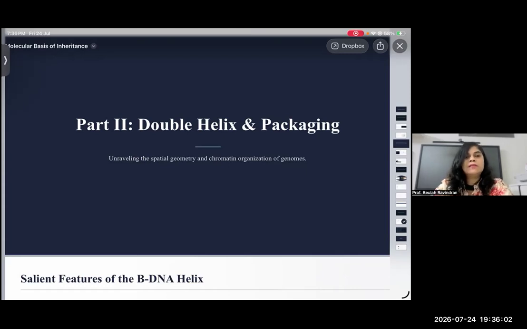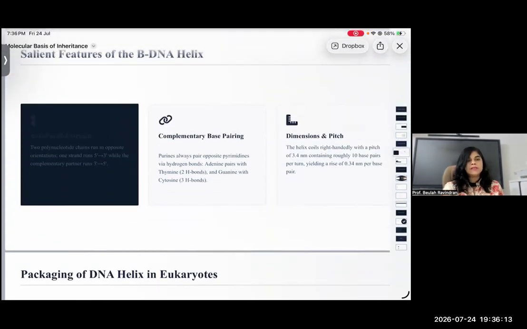In continuation with the last class, we are seeing the packaging. How the packaging takes place. So we'll see all these things right now.